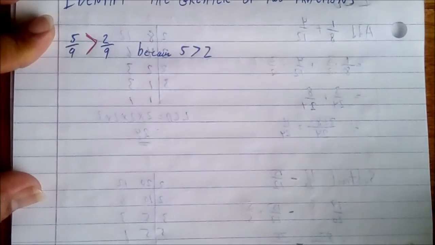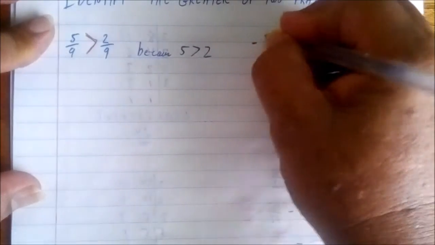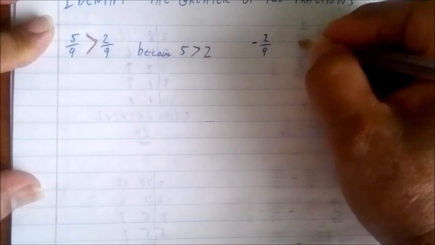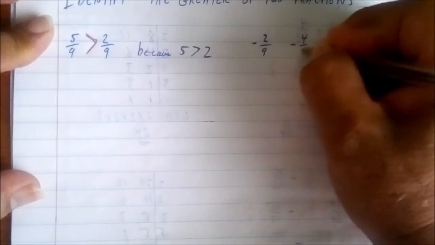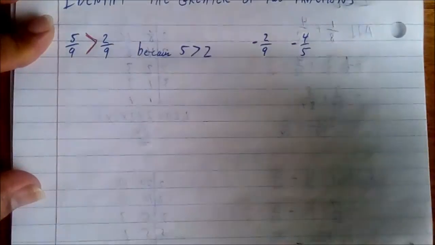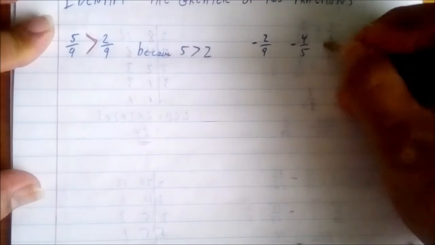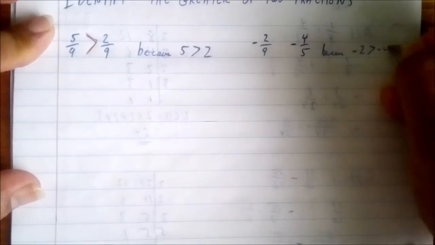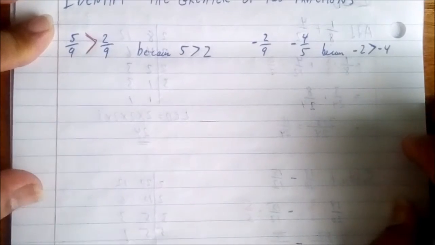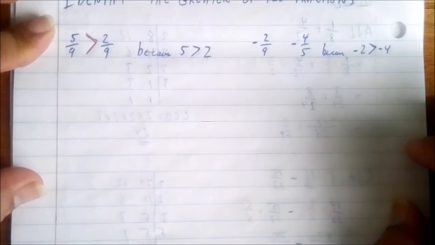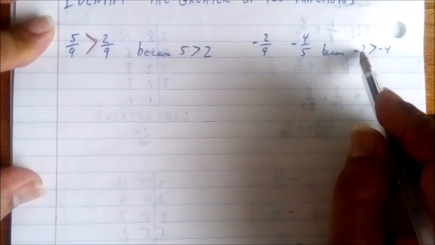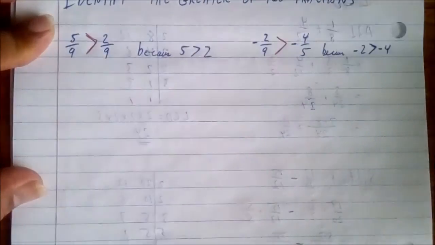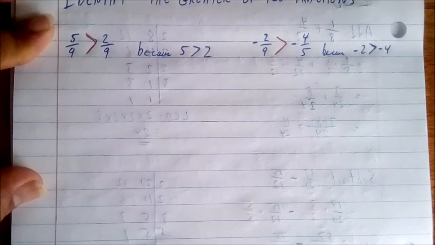Let's go with a negative value now. Negative 2 ninths and negative 4 ninths. Now here you have to be careful because negative 2 is larger than negative 4. The more you go to the left-hand side of the number line, the smaller you become, and so negative 4 is farther than negative 2. Therefore we can say that negative 2 ninths is larger than negative 4 ninths. That is when they have like denominators.